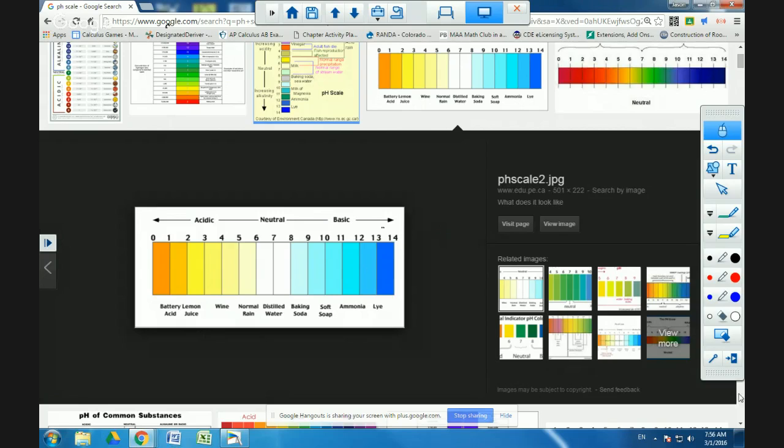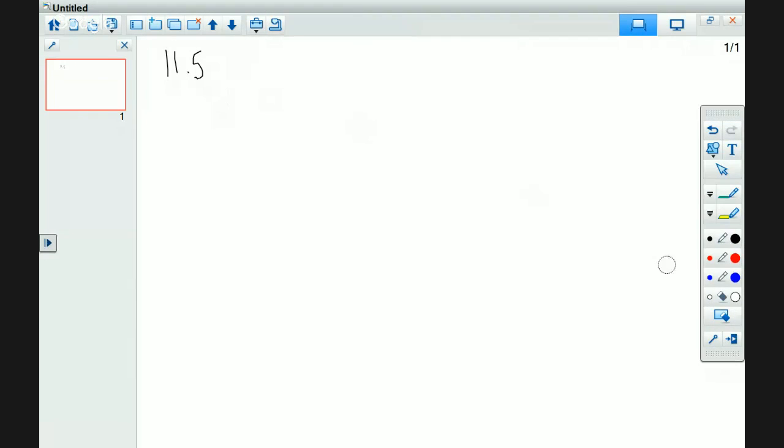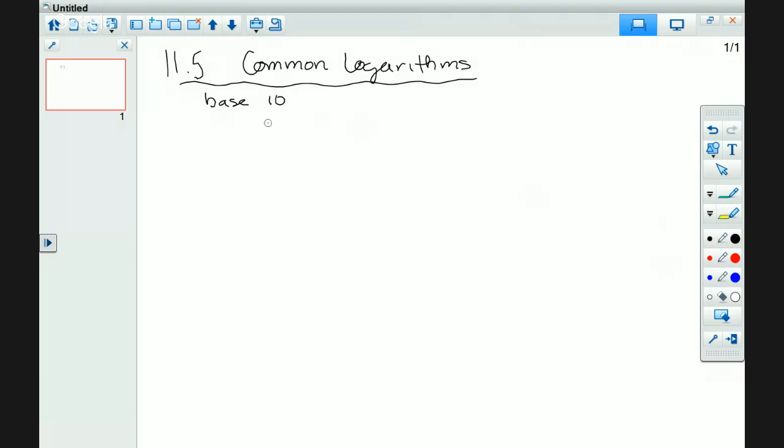So the pH, common logs. Common logs are base 10, I told you that. We'll study also natural logs, which are base e. That's a big Thursday. So those are kind of two big ones.